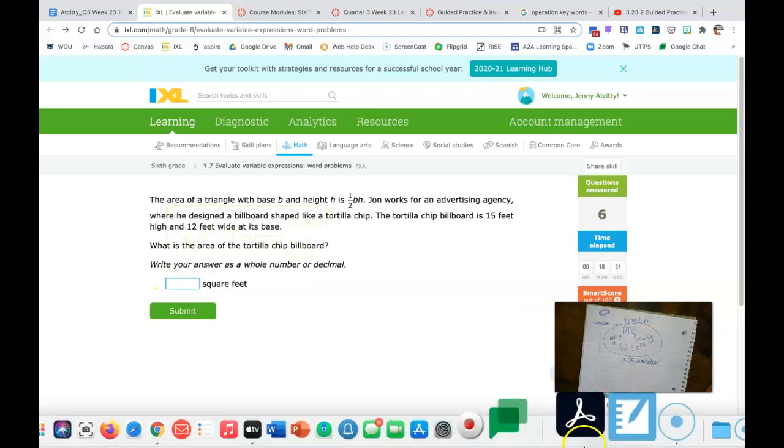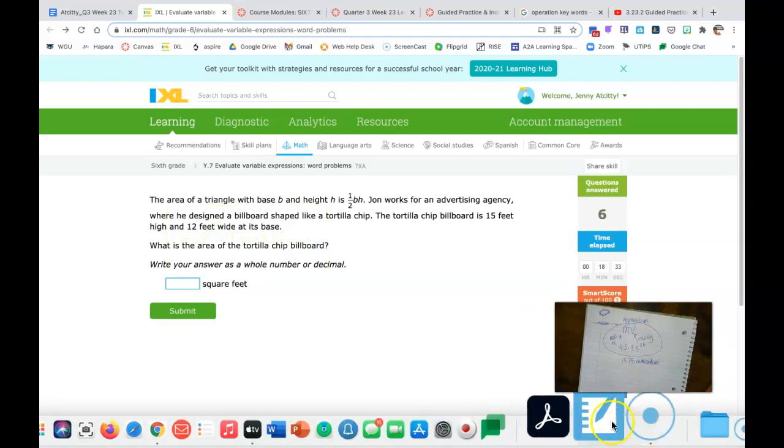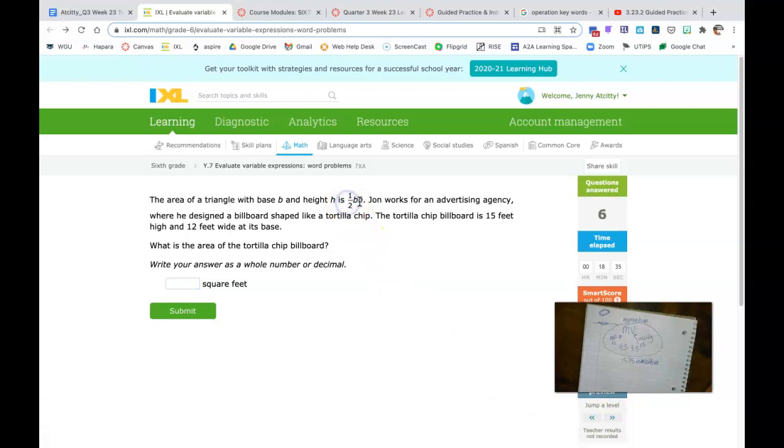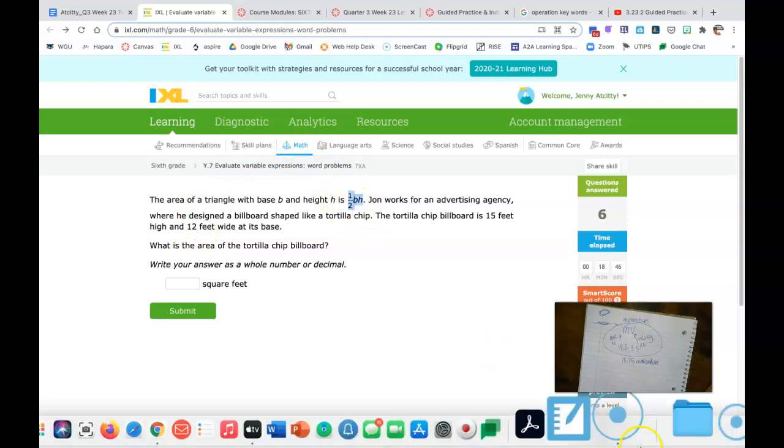And that is how you write an algebraic expression. Remember, the algebraic expression is usually given to you, like in this problem, it's 1/2 the base times the height. Then you're going to substitute the numbers that the problem gives you into the expression, and then you're going to solve it.